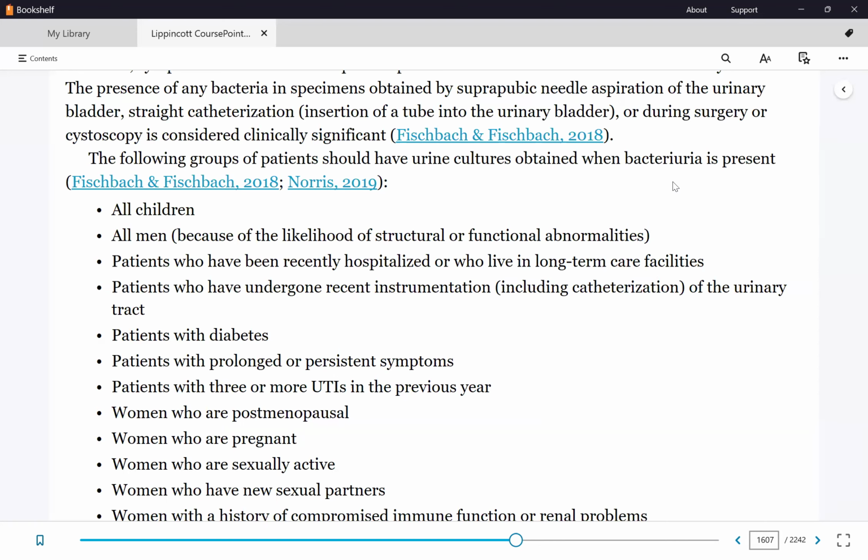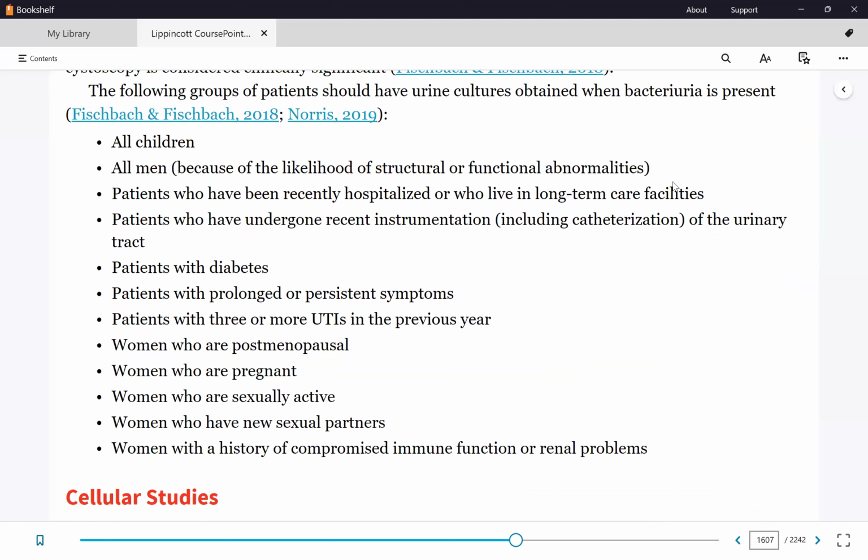And I already mentioned institutionalized patients, or let's say they had an invasive procedure, or are diabetic, or they've had multiple UTIs, meaning, why are you having frequent UTIs? So that's suspicious, right?